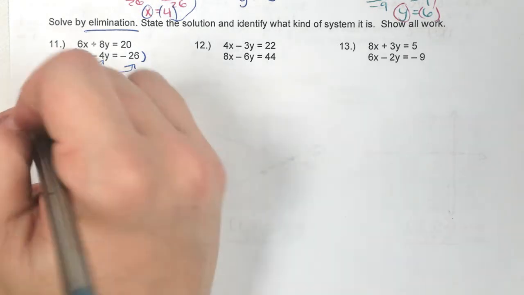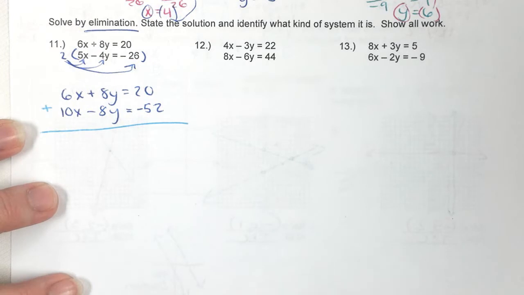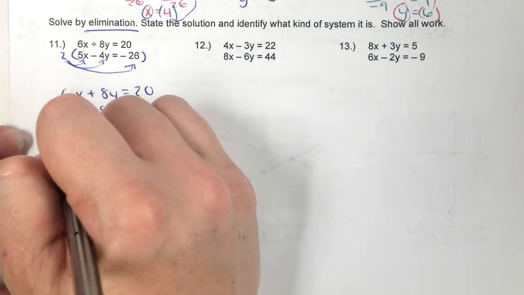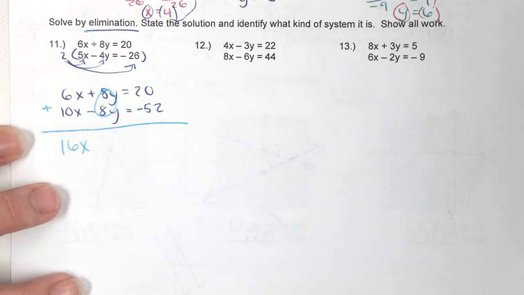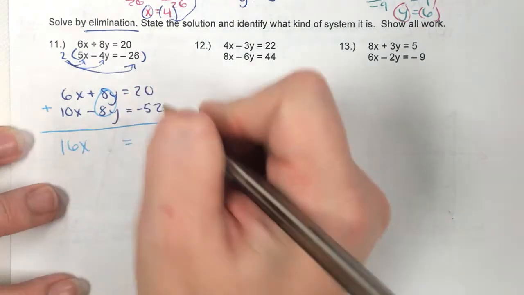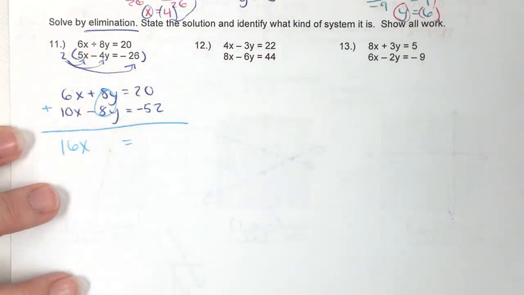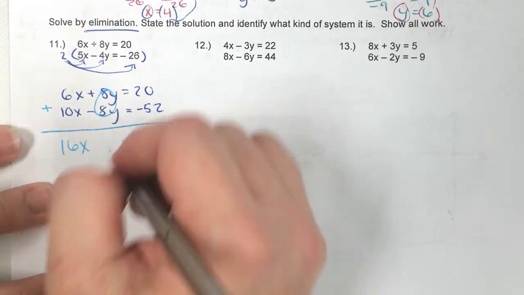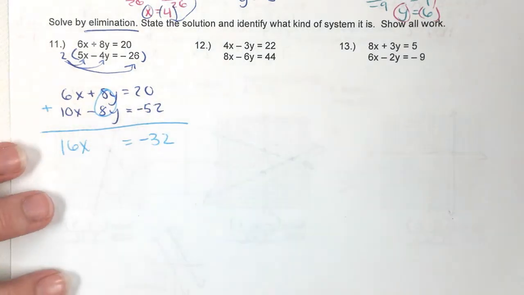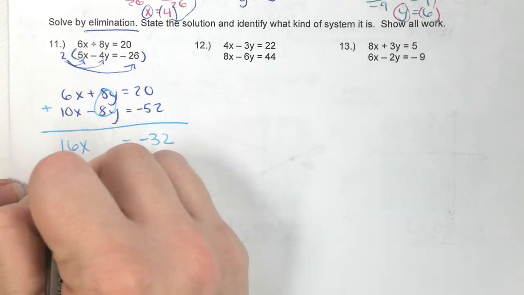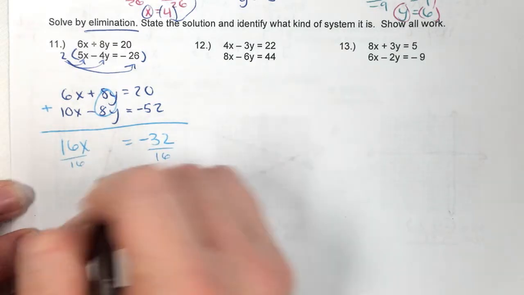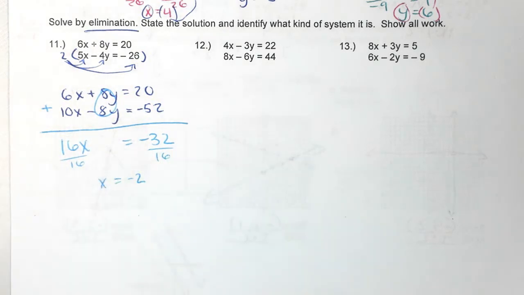And knowing that, I'm going to do big addition. So 6x plus 10x is 16x. 8y plus negative 8y, well, that zeroes out, which is what we wanted. Equals 20 plus negative 52 is negative 32. Now I'm going to divide both sides by 16, and I get x equals negative 2.